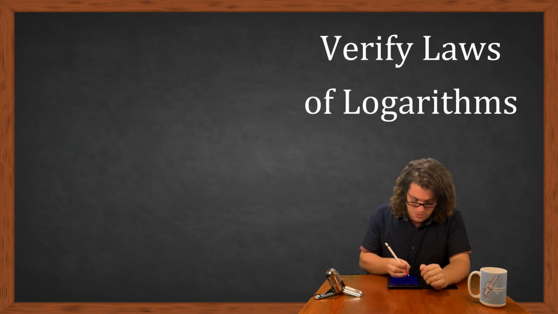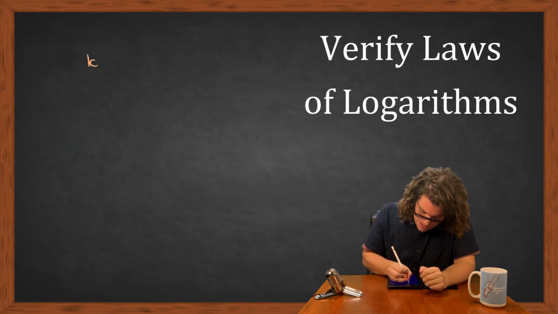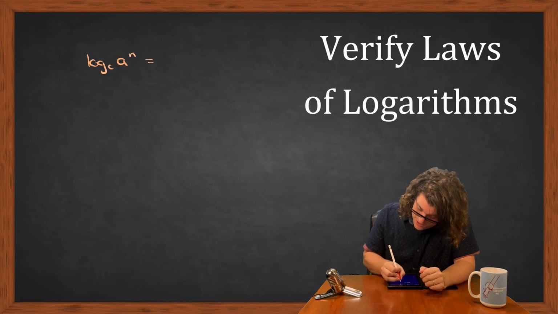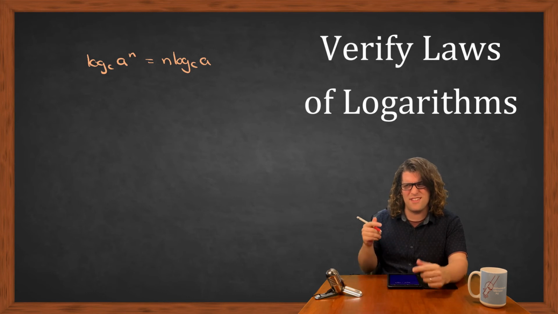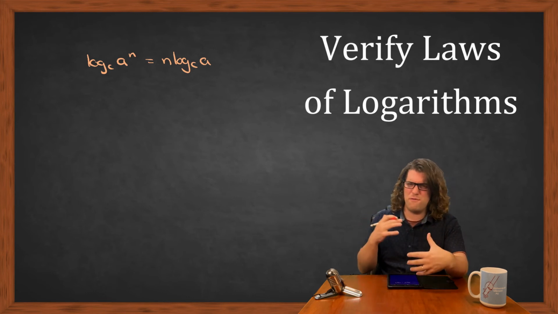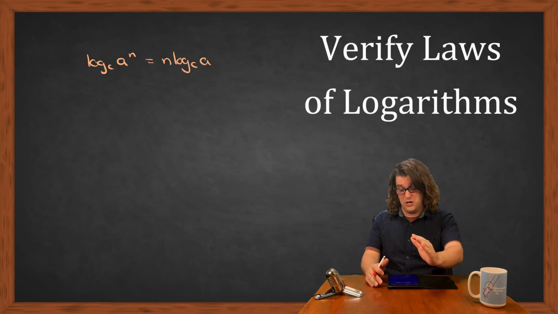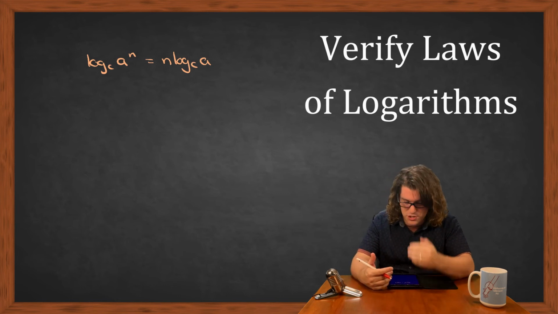All right, so we're going to take log base c of a to the n, and this is going to be equal to n times log base c of a. What that means is we're going to be able to bring down the exponent on the thing inside of a logarithm out front as a coefficient. Weird. But we're going to show that this is true.